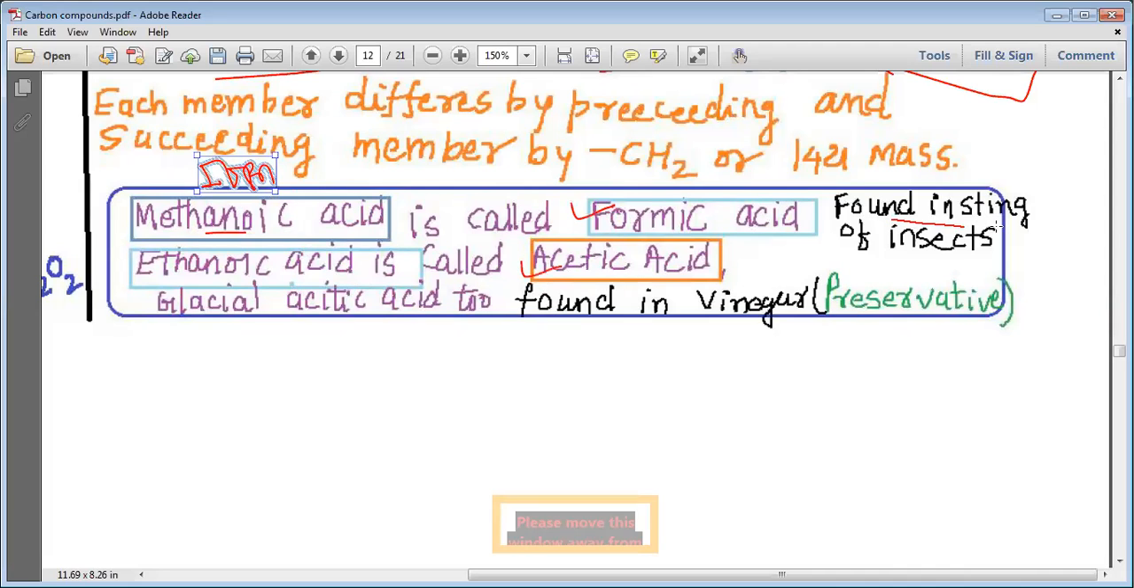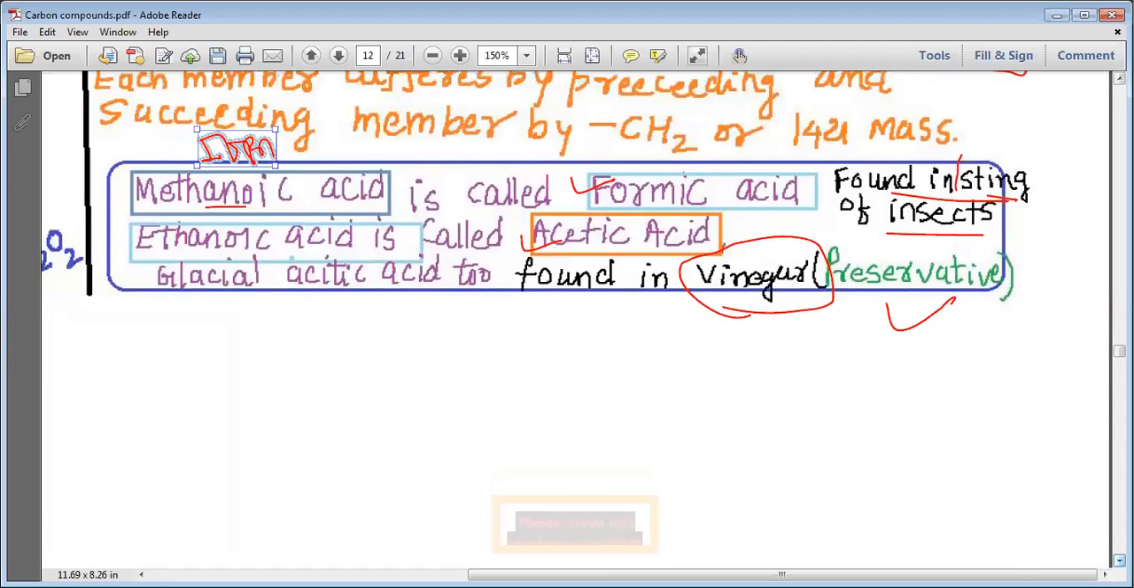This formic acid is found in the sting of insects. So various insects, when they give you stings, sorry my dear students, this formic acid is found in the sting of many insects like ants and many others. Same way, acetic acid or ethanoic acid is found in vinegar, and this vinegar is used as a preservative in the pickles at your home, my dear students.